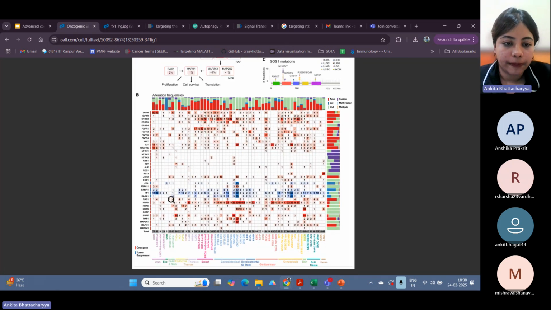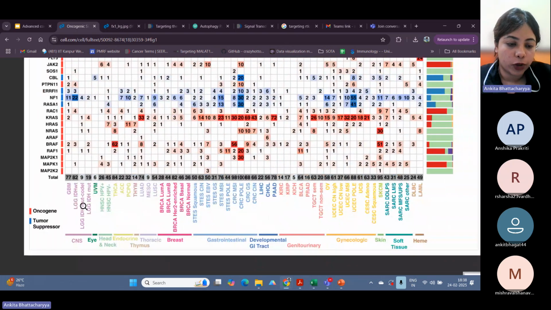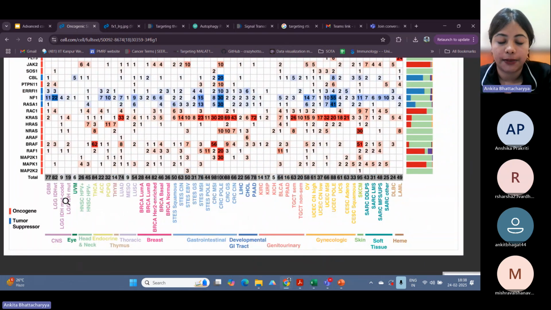But basically, what you see at the bottom are different types of cancers. GBM is for glioblastoma. This is for pancreatic adenocarcinoma. PRAD is for prostate adenocarcinoma. So these are different types of cancers.